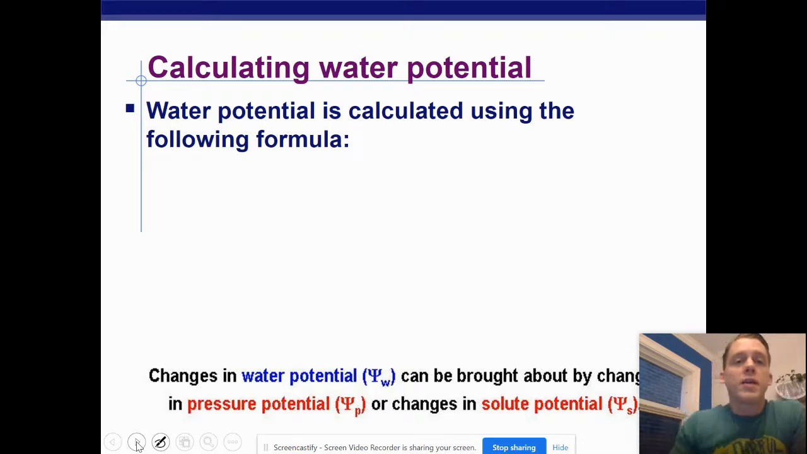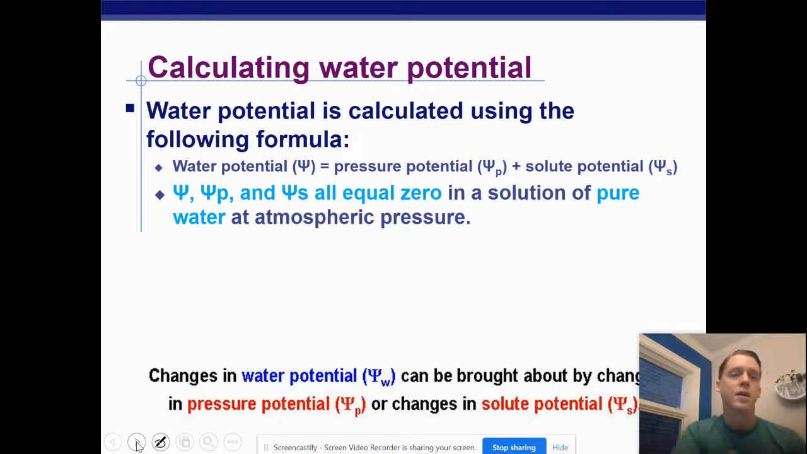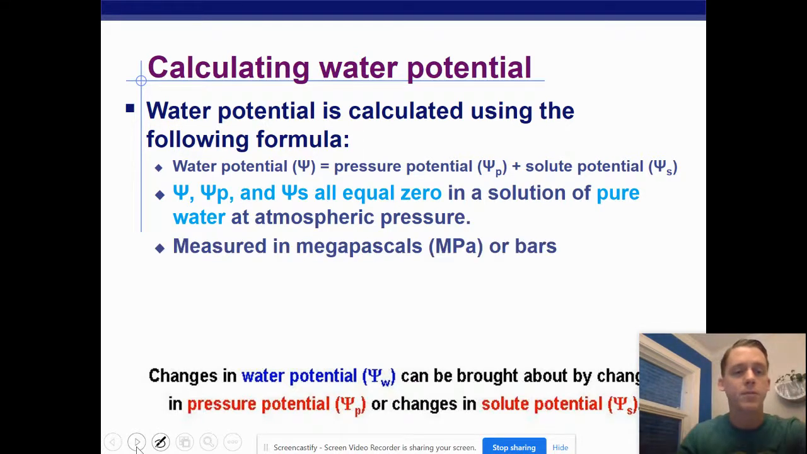So water potential is calculated using the following formula. This is something you should know. It's easy though. Water potential, psi, is equal to pressure potential, which has the subscript P, plus the solute potential, which has the subscript S. So if you add the pressure potential and the solute potential together, you get the total water potential. Psi, psi P, and psi S all equal 0 in a solution of pure water, so distilled water at atmospheric pressure. What does atmospheric pressure mean? That just means that it's an open container exposed to the pressure of the normal atmosphere.